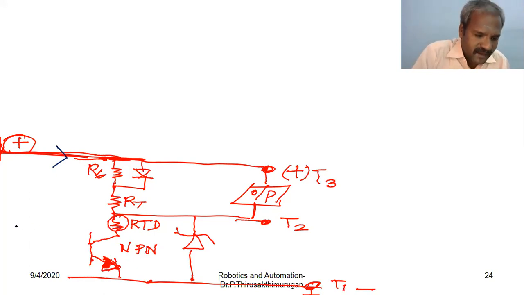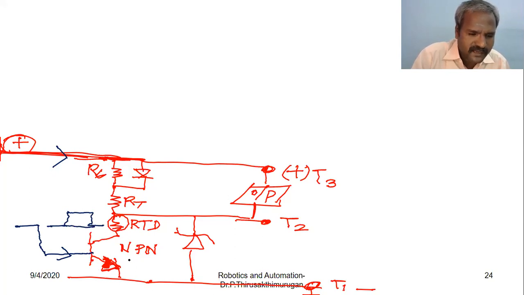From the Schmitt trigger, this is from the Schmitt trigger. When the Schmitt trigger goes high, the NPN starts conducting. So when the NPN starts conducting, this is the output. This is the output circuit as well as power. So power and output are connected in this part.